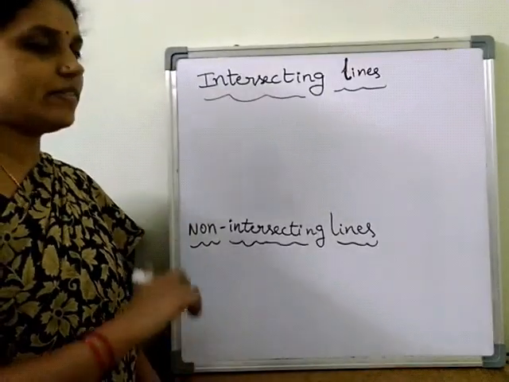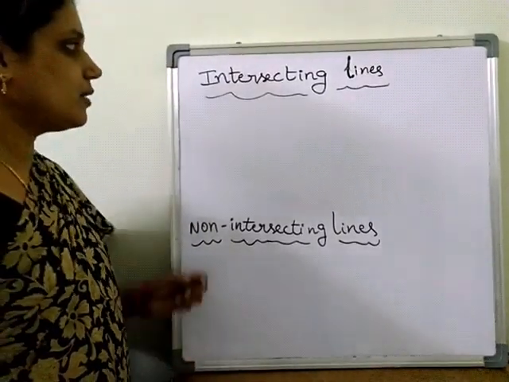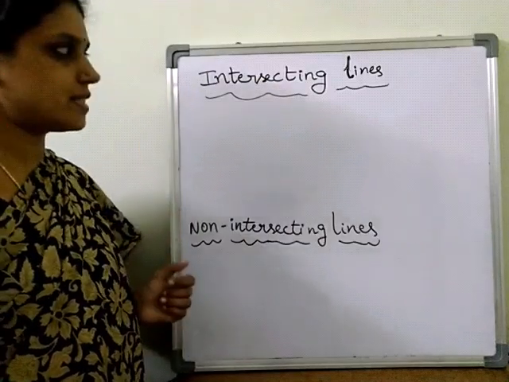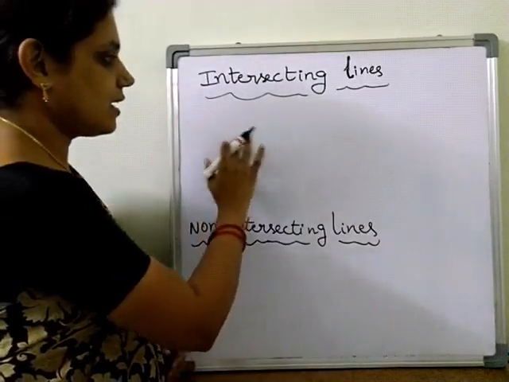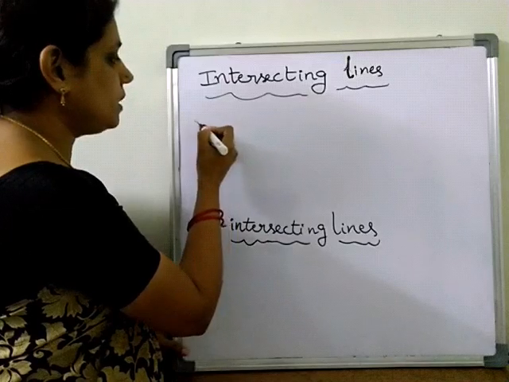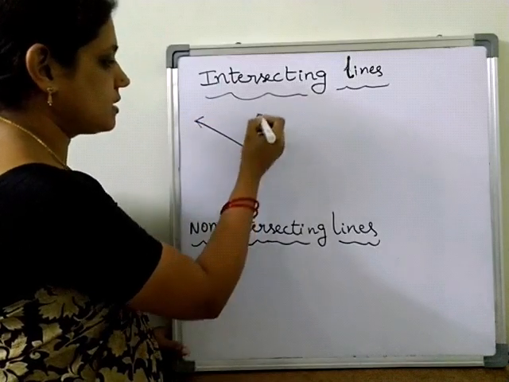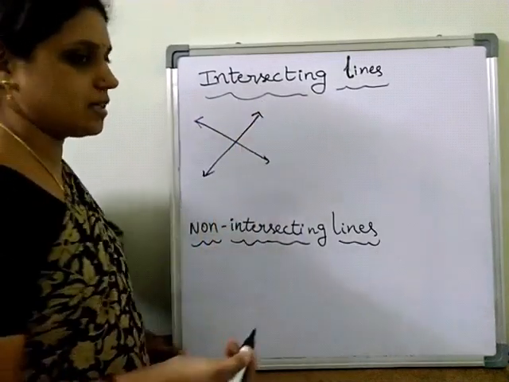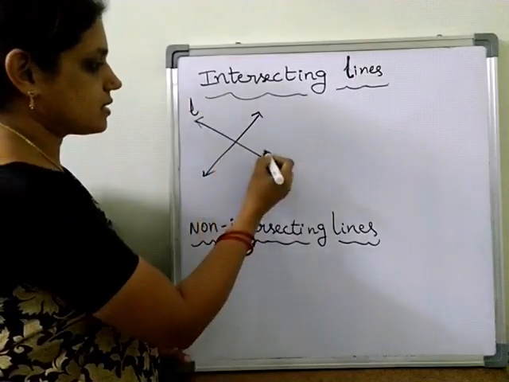Next concept is different types of lines. Here, intersecting lines and non-intersecting lines. Intersecting lines are the lines which meet each other. The lines which meet each other are called intersecting lines.